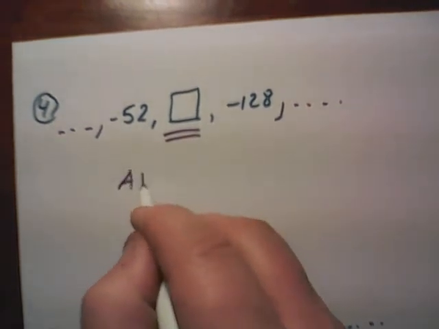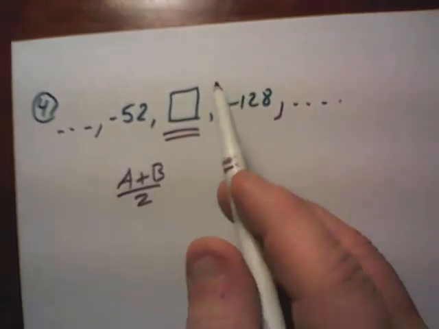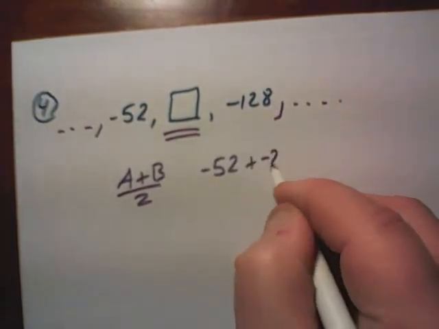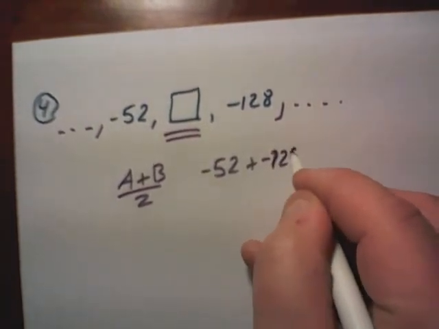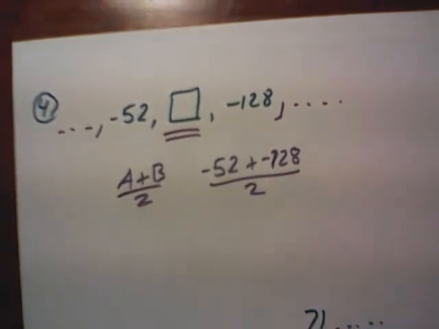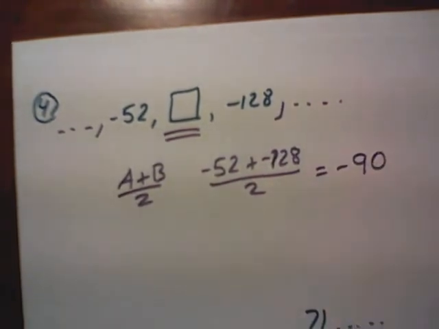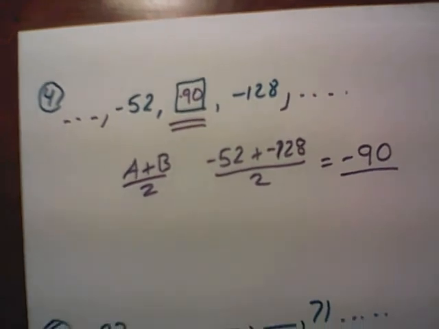And to find the arithmetic mean, again, the formula was a plus b over 2. We're simply going to add these two numbers together. Negative 52 plus negative 128, that's negative 180, divided by 2, is equal to negative 90. And so the arithmetic mean, which would go right here, is simply negative 90.